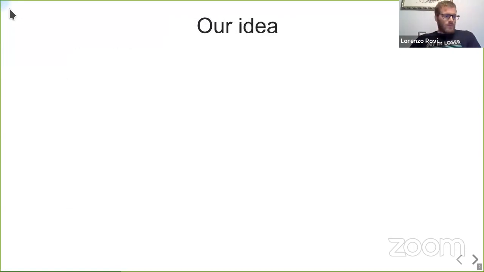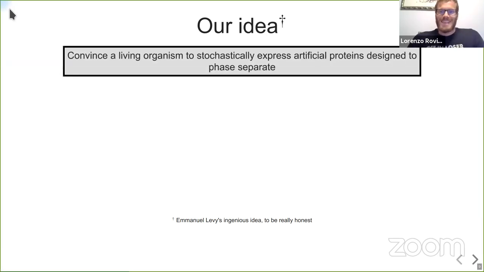So our idea, and here I'm taking too much credit, this was an idea of Emmanuel Levy, who works at the Weizmann Institute and who has done the experiments here in his group. The idea is simple, as often good ideas are in principle. We can ask a living organism to express, in a stochastic way, some amount of artificial proteins that have been designed by us to phase separate in a certain way, okay?